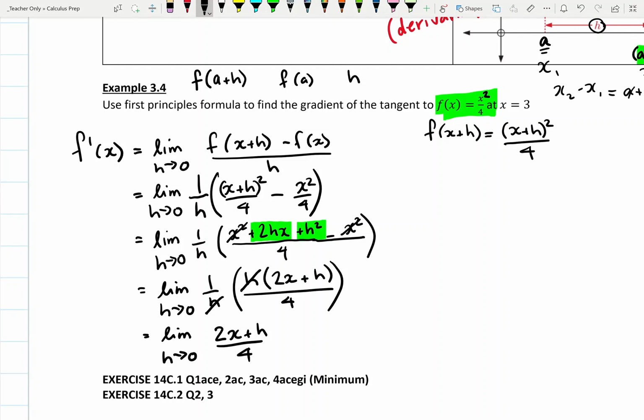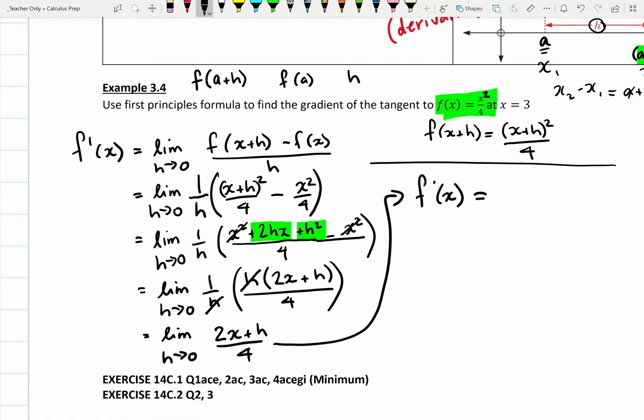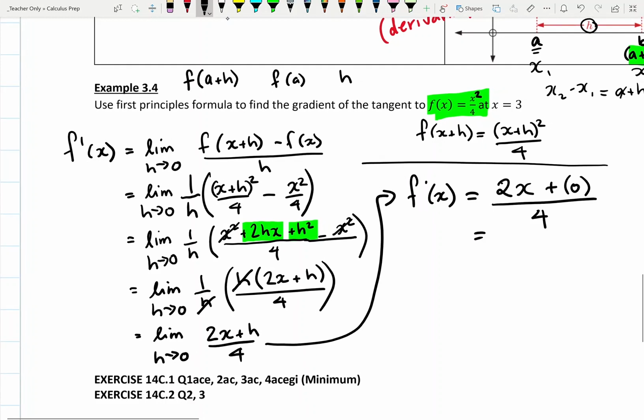Because we've simplified it as much as we possibly can, especially with respect to h, our next little step is to apply the limit statement. So f dash of x equals, we apply the limit statement, which means we sub in the value of h into the equation. Notice that we don't have a value of x for the time being, so we're just subbing in for h, and it becomes 2x on 4, which is x on 2. So f dash of x, the derivative for any value of x, is x on 2.